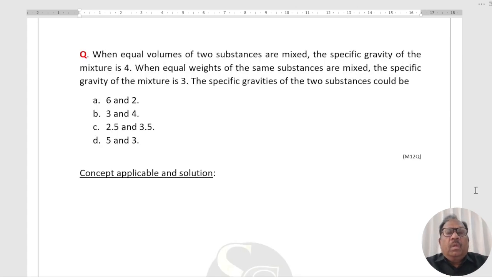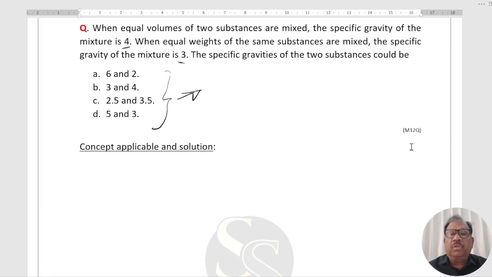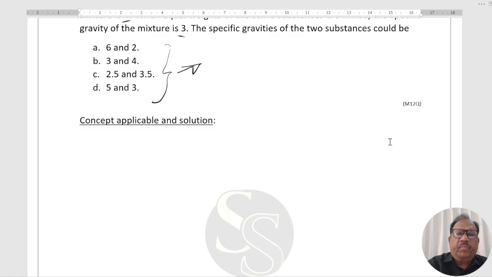Question is, when equal volumes of two substances are mixed, the specific gravity of the mixture is 4. When equal weights of the same substances are mixed, the specific gravity of the mixture is 3. The specific gravity of the two substances could be, 4 options are given to you. One of the options is correct. First of all, we will discuss the concept applicable.